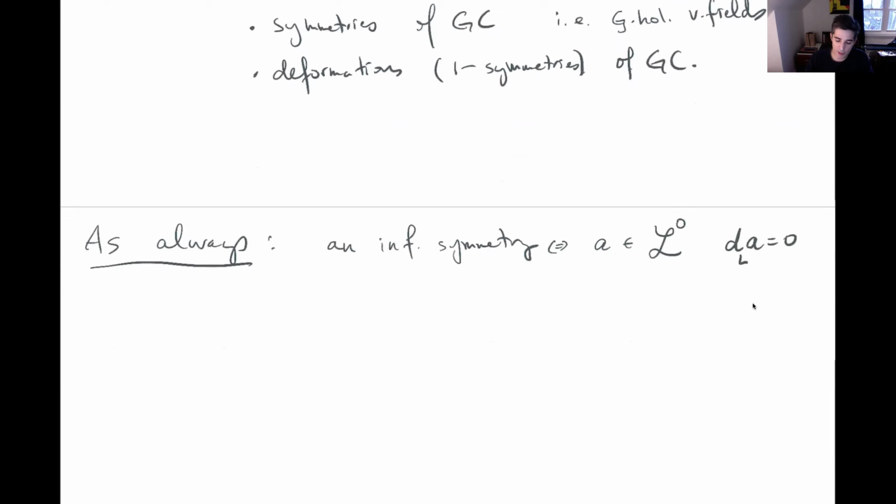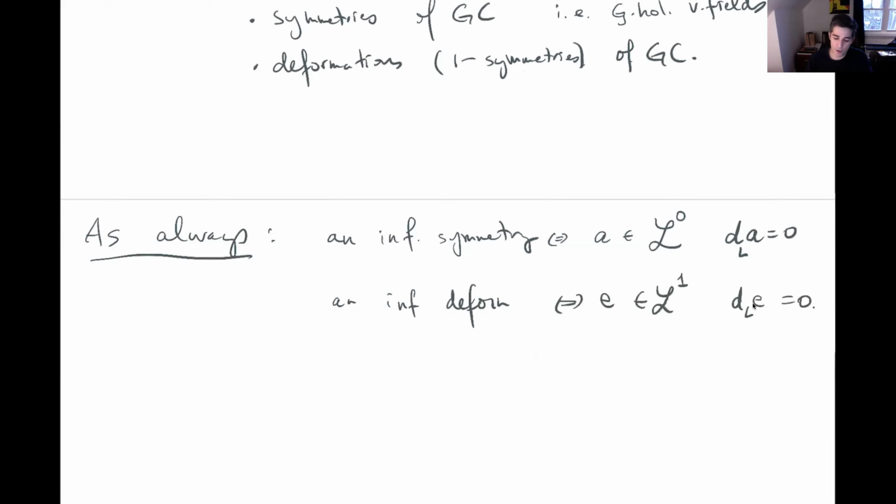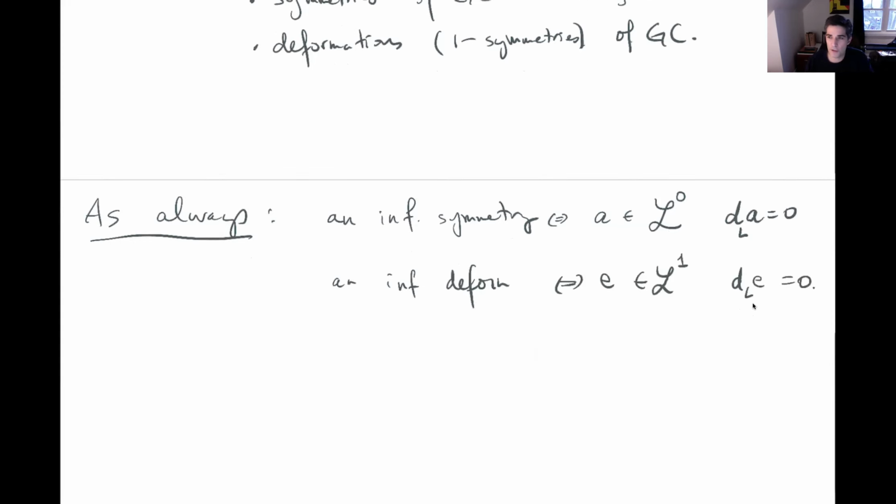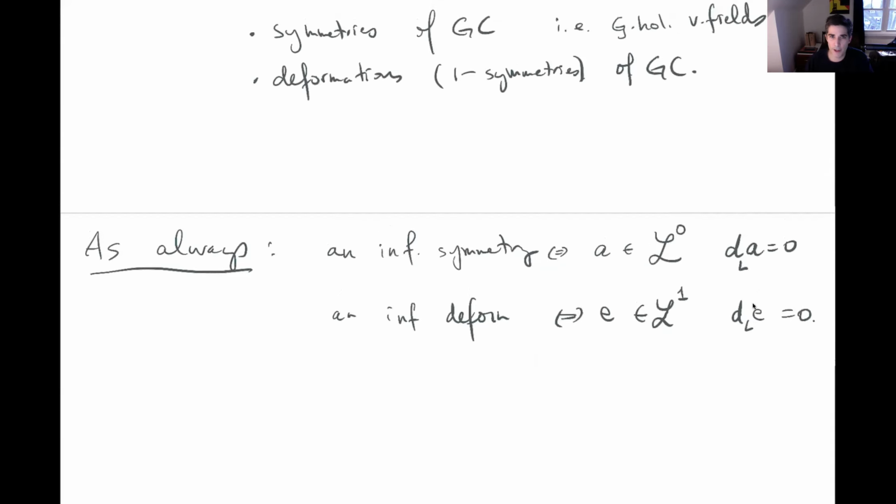And in order to be an infinitesimal deformation, we need something to be in L1 with dL. I'll call it E. And we need this to be closed. So this is how we find infinitesimal symmetries and infinitesimal deformations.